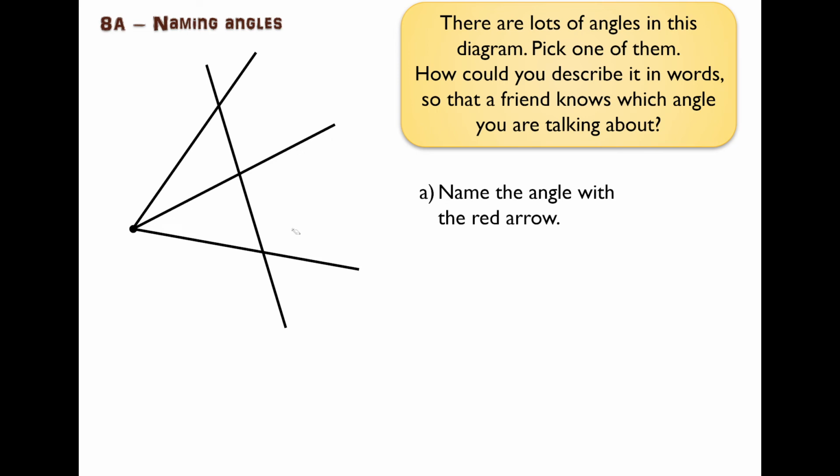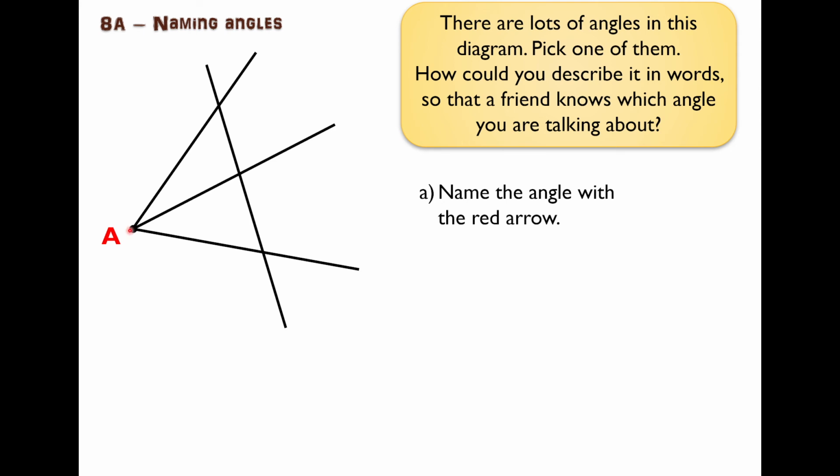It's tricky, isn't it? Even if I say, okay, well, let's call this point A, and I'm talking about the angle at A. Why is even that not exactly clear? Why is that ambiguous? I suppose there are a few different angles. I might be talking about this one, or I might be talking about this one, or I might even be talking about this one, or maybe even this one. Lots of angles at A.